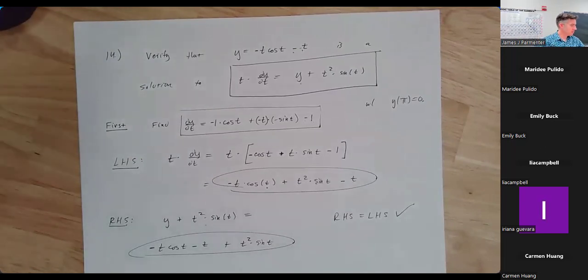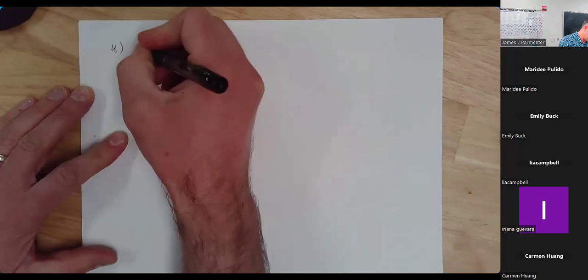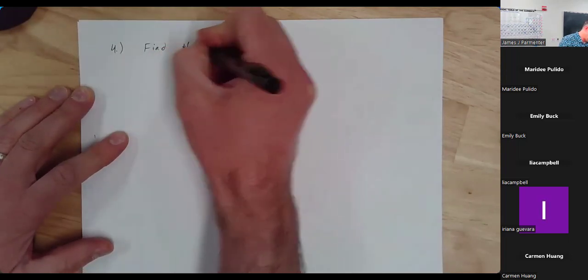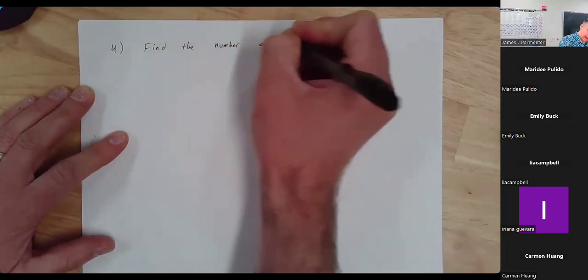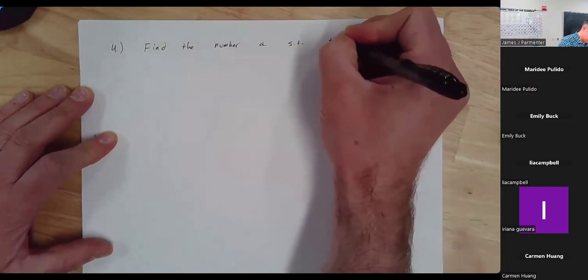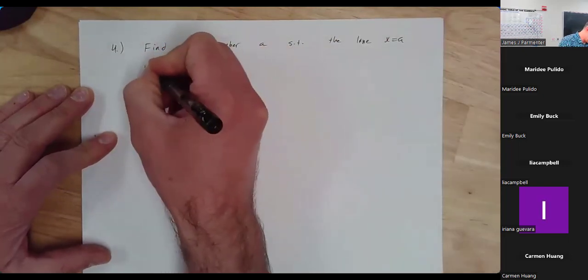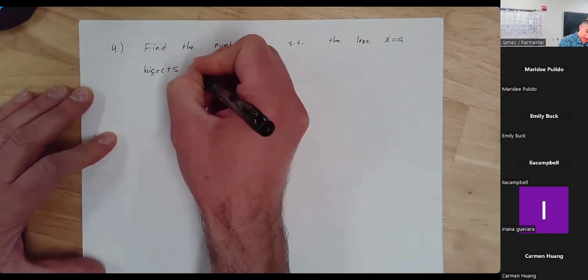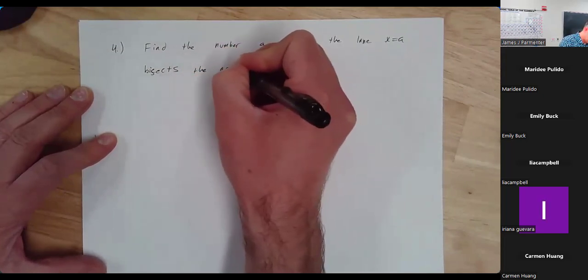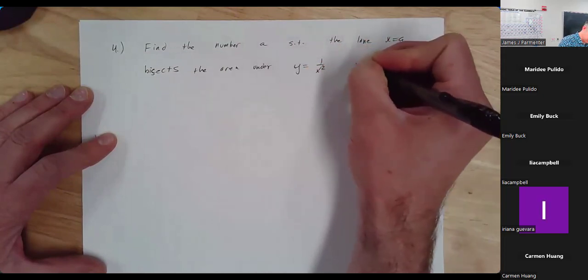All right. Question 4 is up next. Oh, this one's interesting. Yeah. So I imagine this one slightly differently than he did, but that's fine. So number 4 is not a differential equation. It's find the number a such that the line x equal to a, which is a vertical line, bisects the area under the curve y equal to 1 over x squared on the interval from 1 to 4.